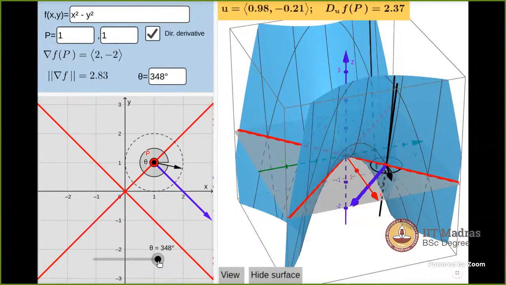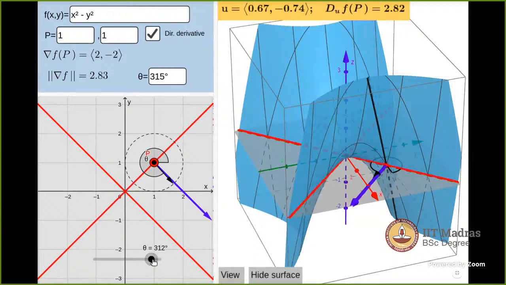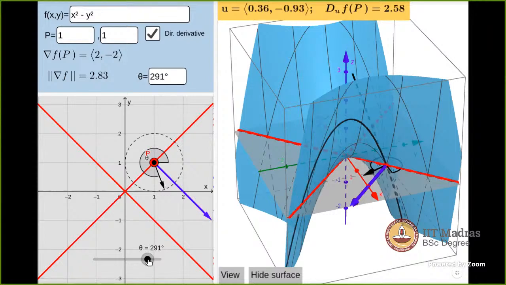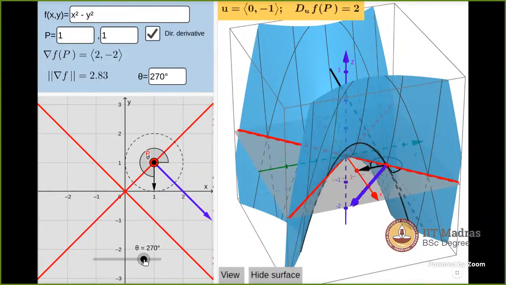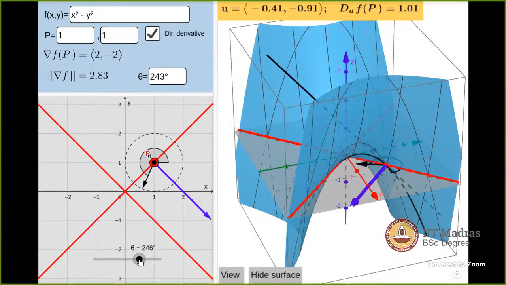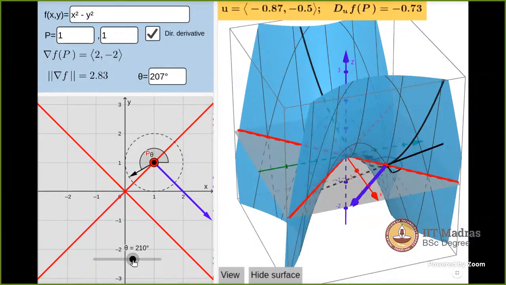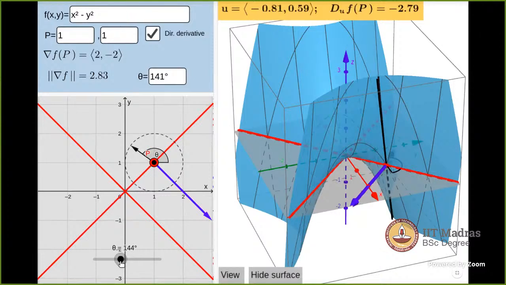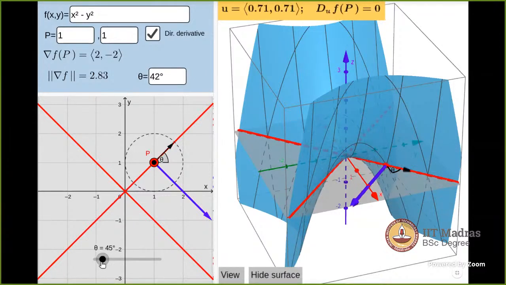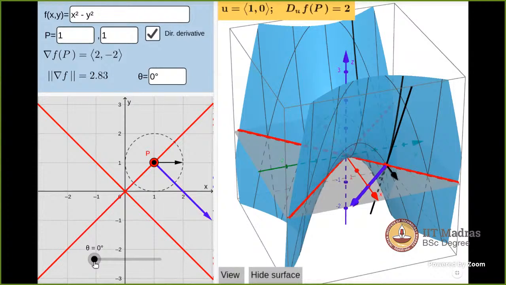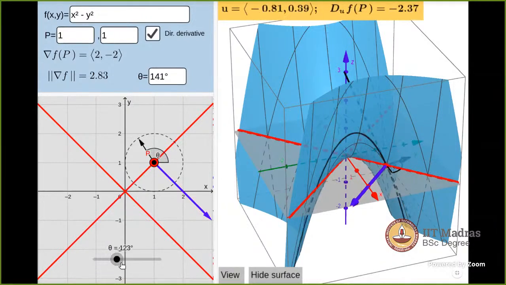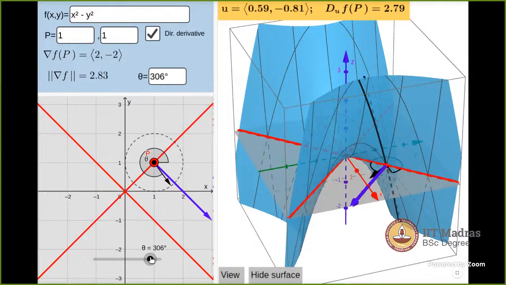Again, if we are coming back, at 315 it is taking 2.83, and then it is decreasing: 2.58, 2.48, and again it is decreasing, right? And now it is becoming negative. So the maximum value of the directional derivative is indeed 2.83, and it is coming at 315 degree.